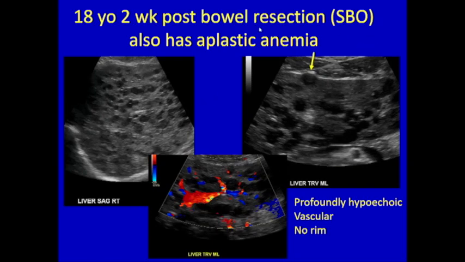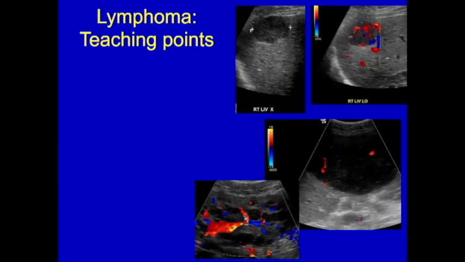And the last thing is a cyst look-alike. This patient had an SBO, has aplastic anemia. These look like they could be cysts, but they really don't have a wall. And they do have a little bit of vascularity in them, some of them. And they don't have a rim, as I said. So cyst look-alike, always turn on the color.